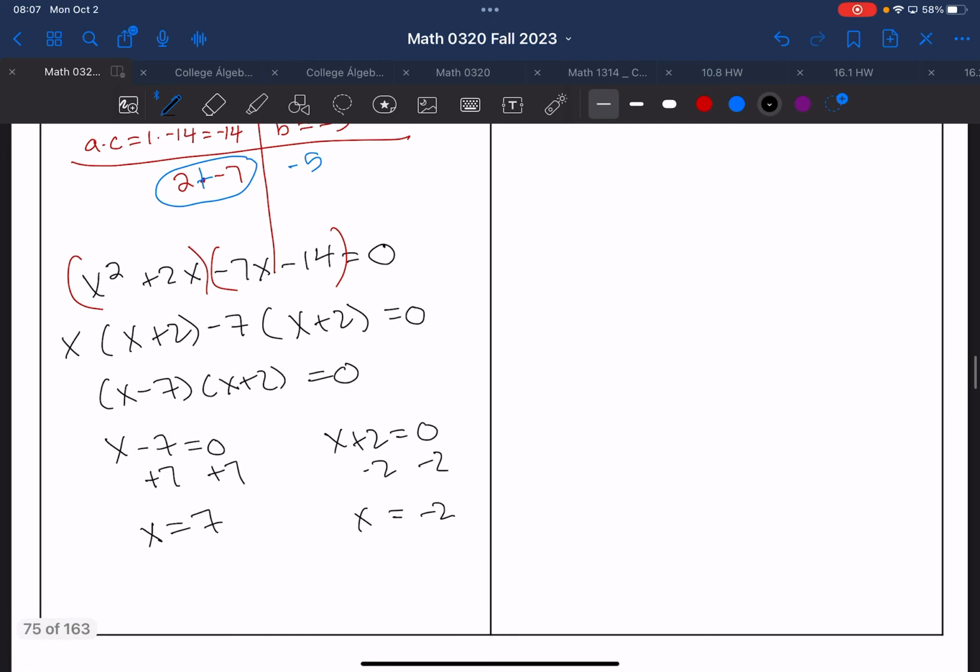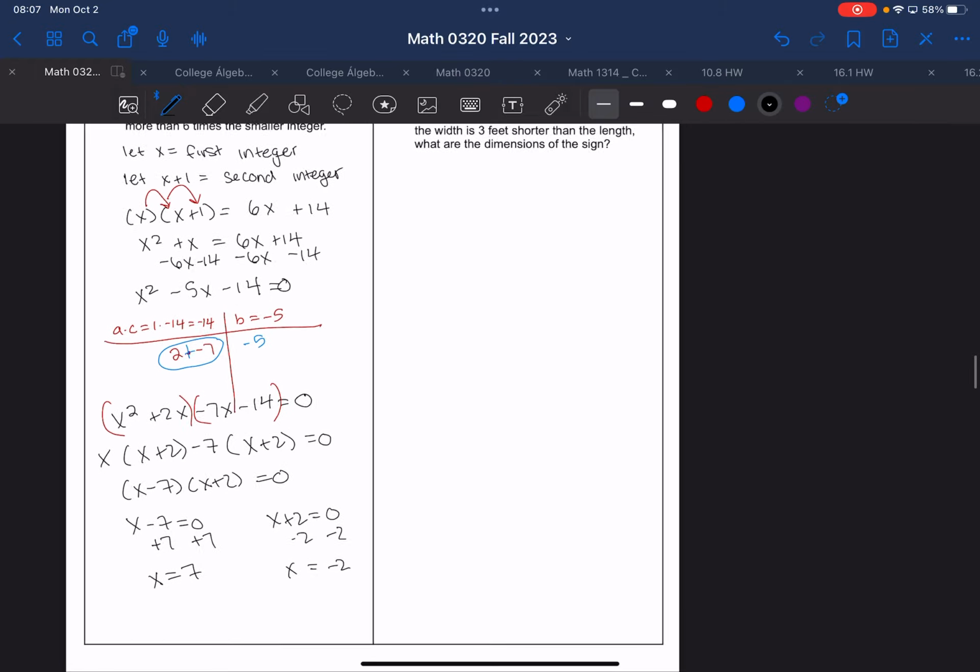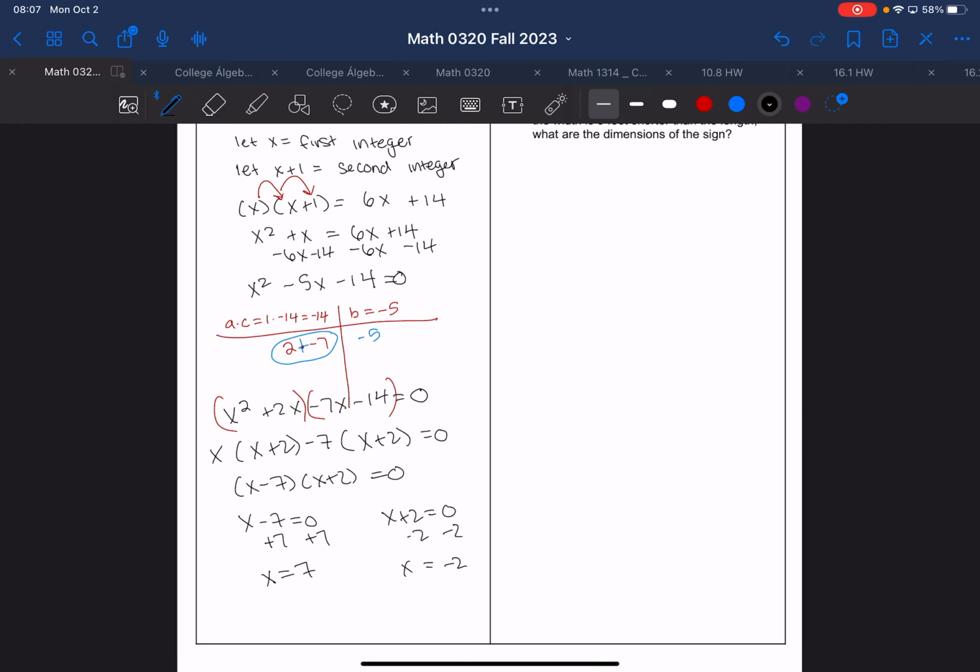Are these my answers? Or I should say, are these my entire answer? Because this just gives us x. But what was the other variable that we had? x plus 1. In the beginning, that x plus 1 represented our second integer. So what this gave us is just the first integer. We're going to have to add 1 to each of them to get the second integer, so we're going to have 4 answers here. 7 plus 1 is 8, and negative 2 plus 1 is negative 1. So my answers are 7, 8, and negative 2, negative 1. All of these are my answers.